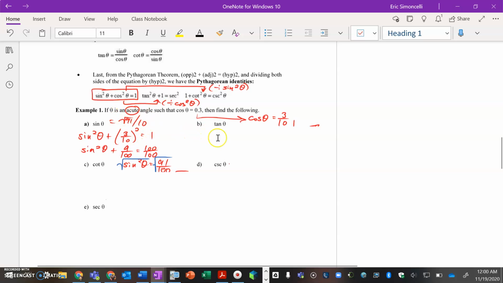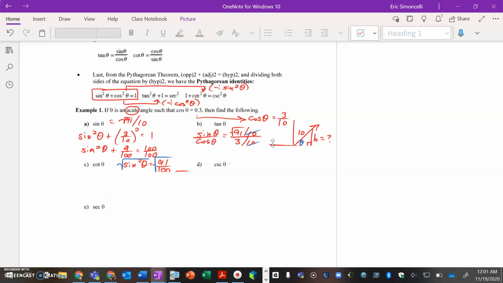Okay, for part B, the tangent of theta, we're going to go ahead and take a look. We do know the sine, and we know the cosine. So the sine of theta, we already got to be the square root of 91 all over 10. And of course, the cosine of theta we started with as 3/10. The 10s divide out, or if you wanted to multiply by the reciprocal, well, the 10s are still going to divide out. And your answer should simply just be the square root of 91 over 3.